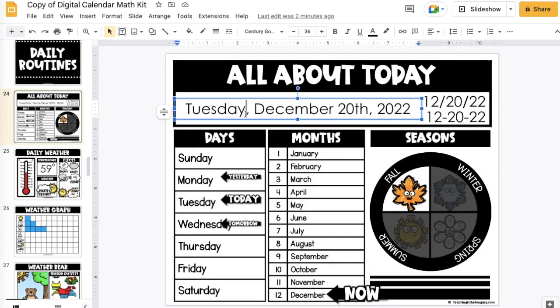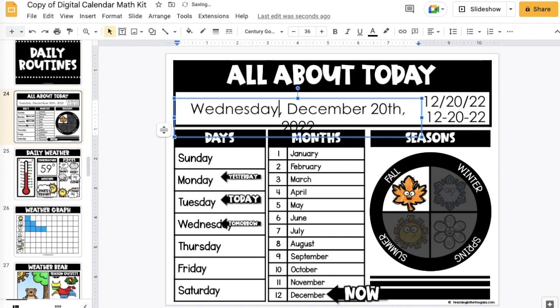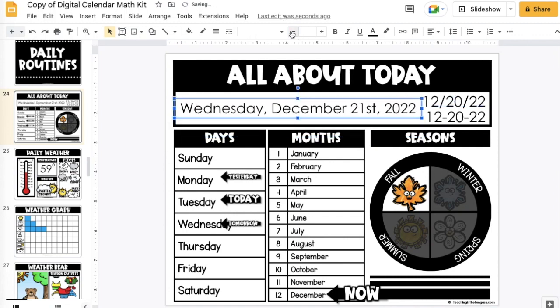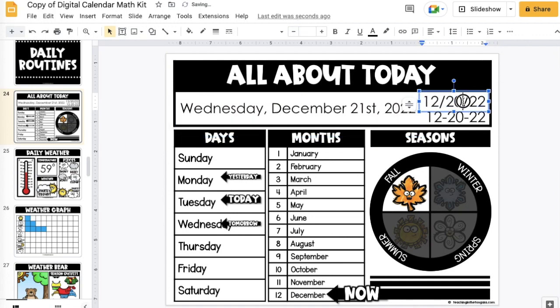Today is Wednesday, December 21st, 2022. So we'll change our word form here. And we're also going to change our slash and dash form over here to read 12/21/22 and 12-21-22.